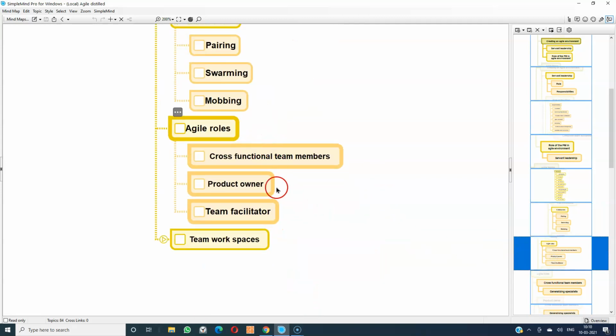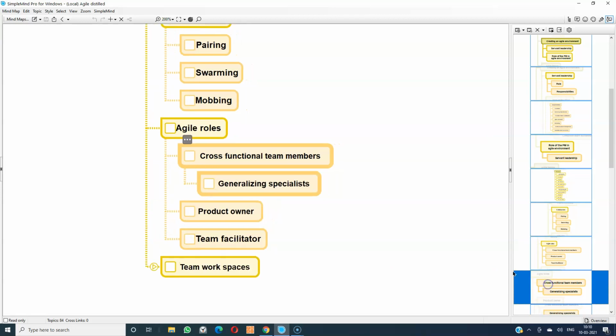Then agile roles: we have just 3 roles: cross-functional team members, product owner, and the team facilitator, or the agile project manager, or the Scrum Master. It's all the same. Cross-functional team members are generalizing specialists. So the agile team members may have one core competence, but along with that they have other skills as well. I may be in the team because of my programming skills, but at the same time, I may have testing skills as a secondary skill. Then we have the product owner and the team facilitator, or the Scrum Master, or the agile project manager. It's all the same.